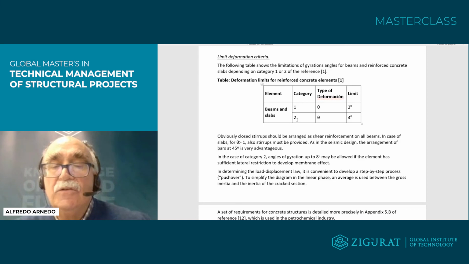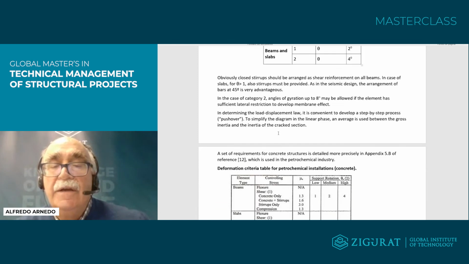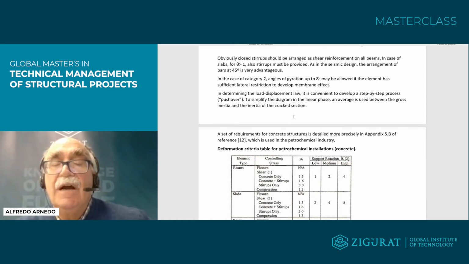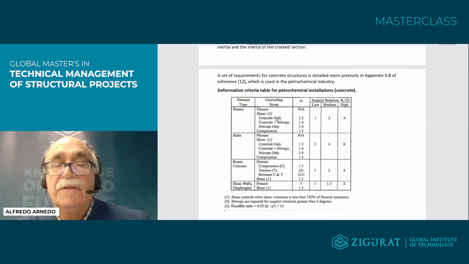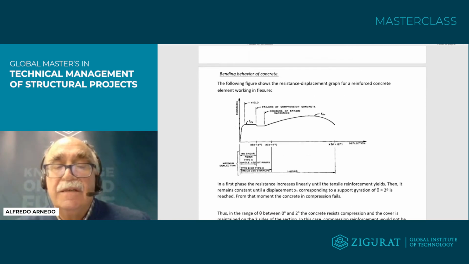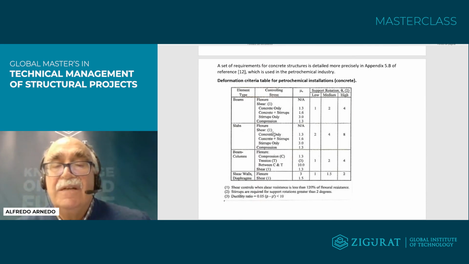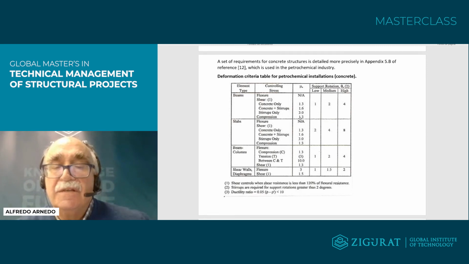Depending on category 1 or 2, we have this type of deformation, 2 degrees and 4 degrees. Well, this we will see afterwards, it depends especially on the arrangement of the stirrups, and it's very advantageous to have a curved stirrup like this in this part, a sort of lacing. We will see this table is a consequence more or less. It includes also steel and concrete, and we have this value for different categories, like in the previous table.